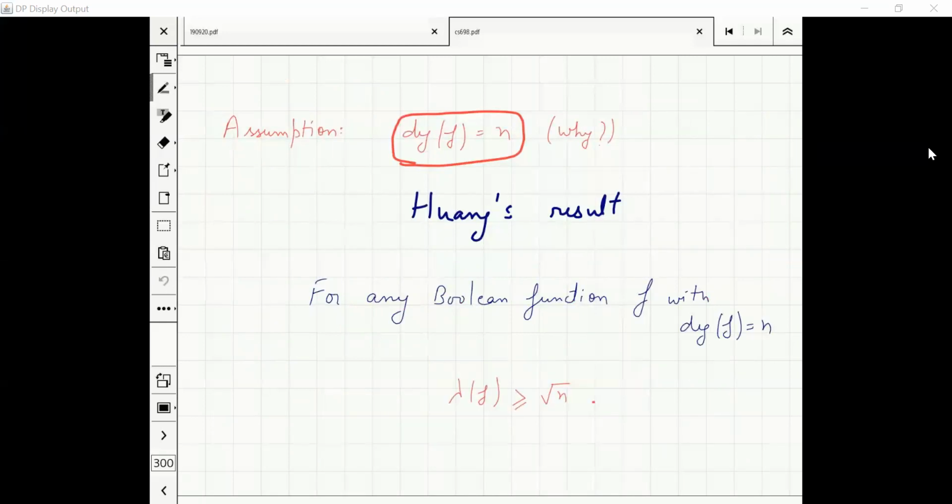So that means I can assume my degree to have full degree, and I just need to prove this. For any function f with degree f equal to n, lambda f is at least square root n. This is now our focus. By the way, on the right hand side, what I am drawing might not look like an eye, but I am trying to draw an eye. So we are focusing on this now. We know that if degree of f is equal to n, then lambda f is at least root n. If we prove that, we can prove the conjecture.